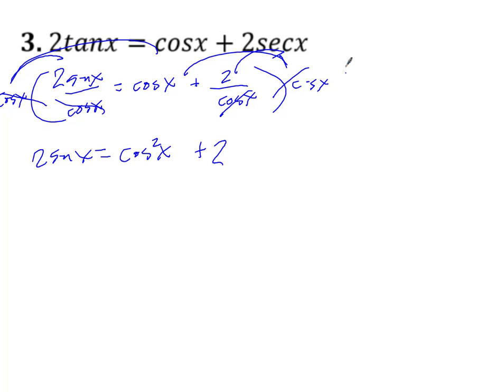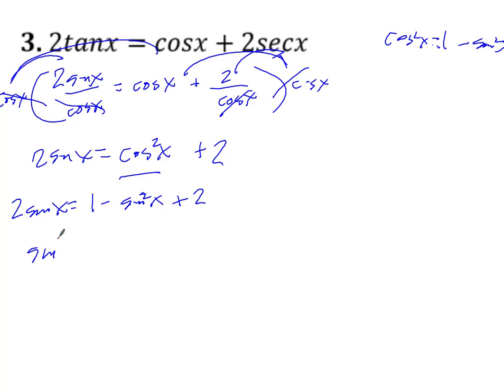Now, I have sine and cosine. Remember, cosine squared of x equals 1 minus sine squared of x. So I'm going to replace this with 1 minus sine squared of x. Then I'm going to move everything over here. So I get sine squared of x, plus 2 sine of x, and 2 plus 1 becomes 3. So that goes over there, so minus 3 equals 0.